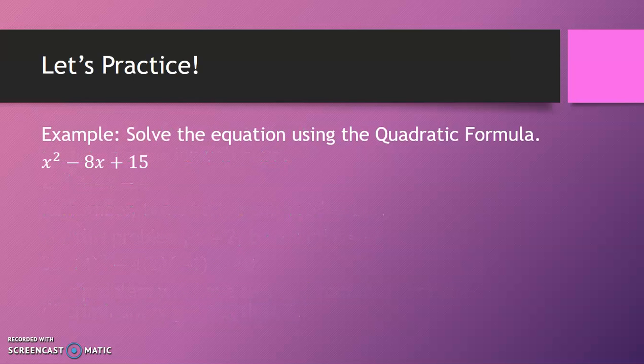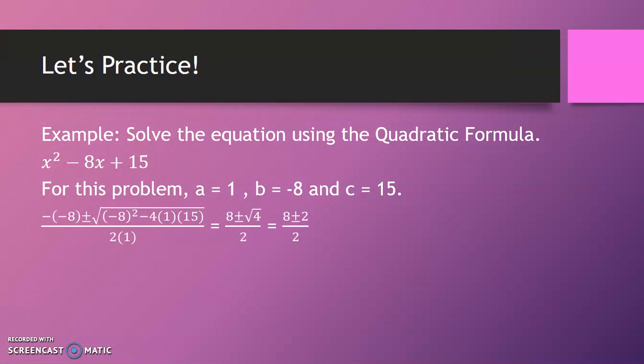Looking at this example now, we're going to solve this equation using the quadratic formula. So we have x squared minus 8x plus 15. For this problem, a is 1, b is negative 8, and c is 15. Plugging it into the quadratic formula looks like this. Opposite of negative 8 plus or minus the square root of negative 8 squared minus 4 times 1 times 15, all over 2 times 1.